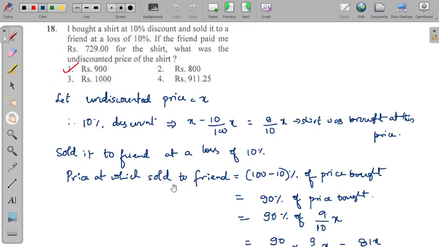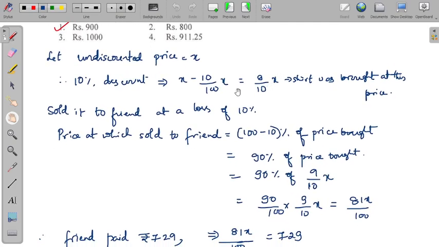So the price at which it is sold to the friend is nothing but the loss you have to subtract from the price. That is 100% I had taken. So 100 minus 10%, 90% of the price it was bought. The original price is 9x by 10. 90% of 9x by 10 to be calculated: 90 by 100 into 9x by 10, which gives you 81x by 100.